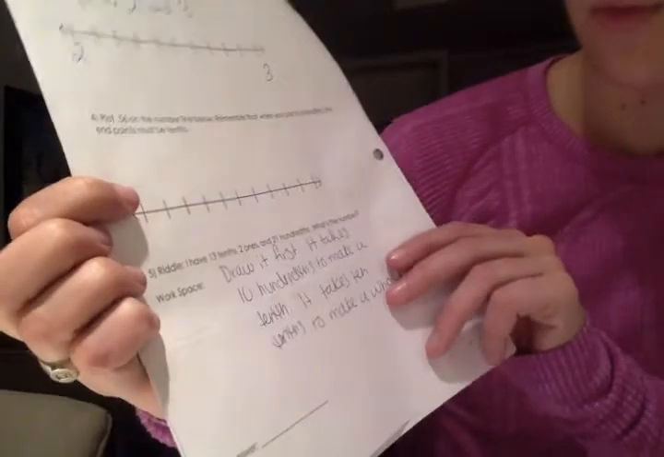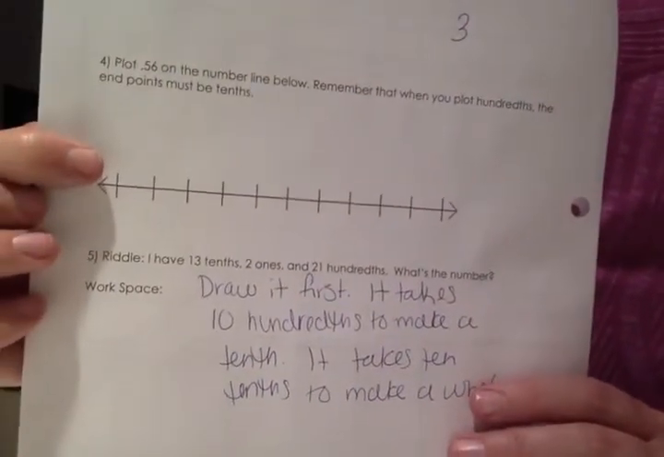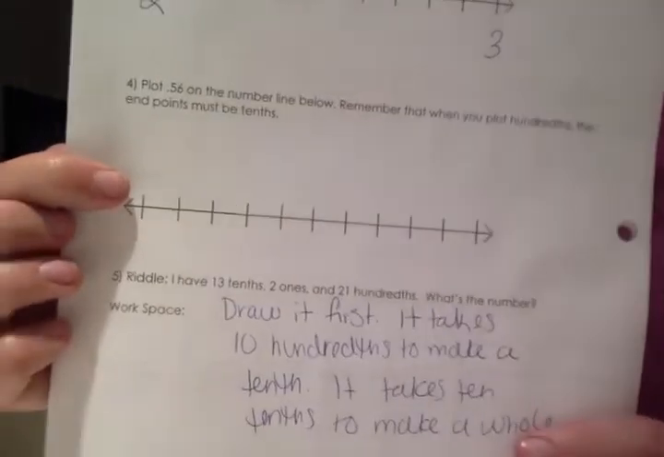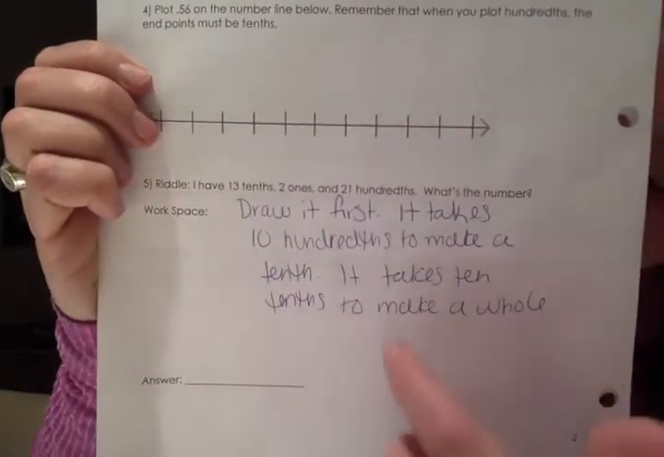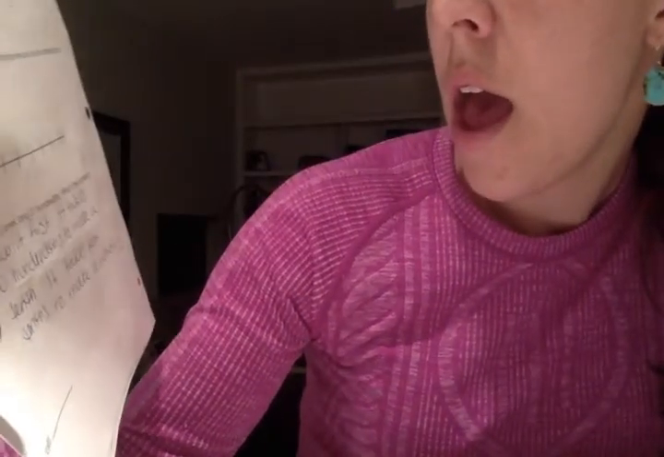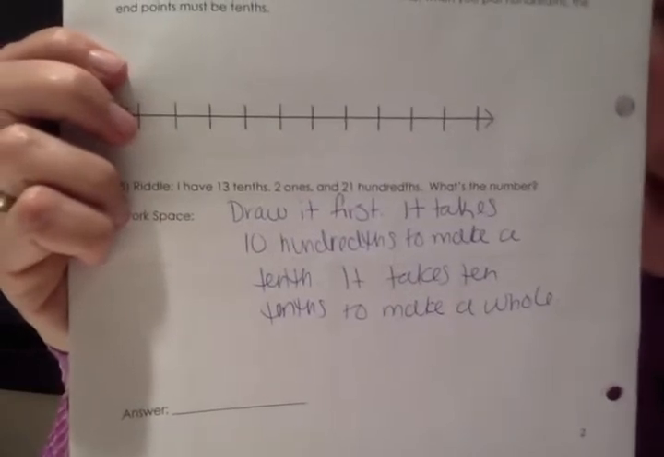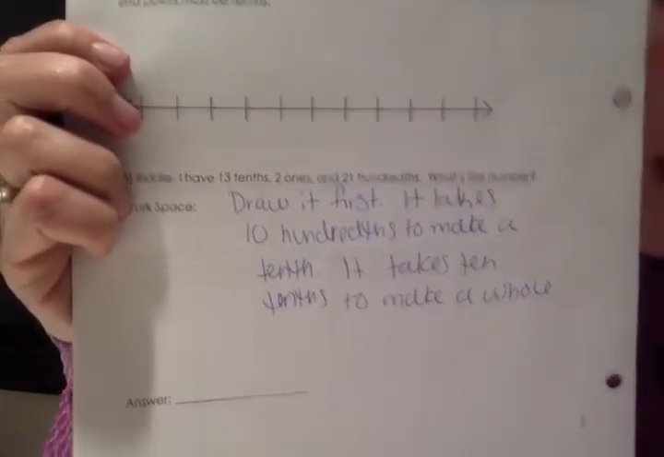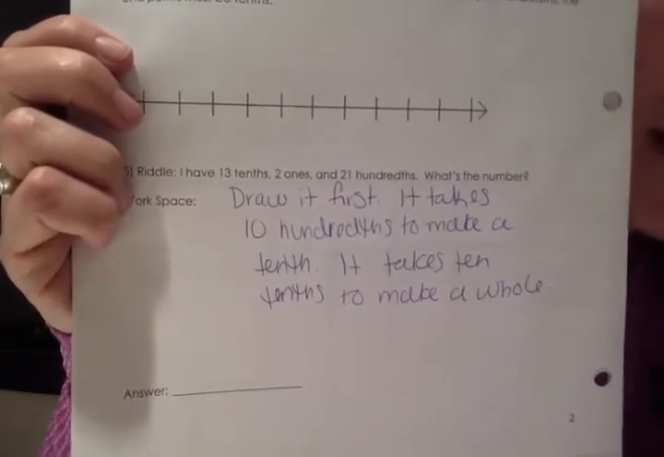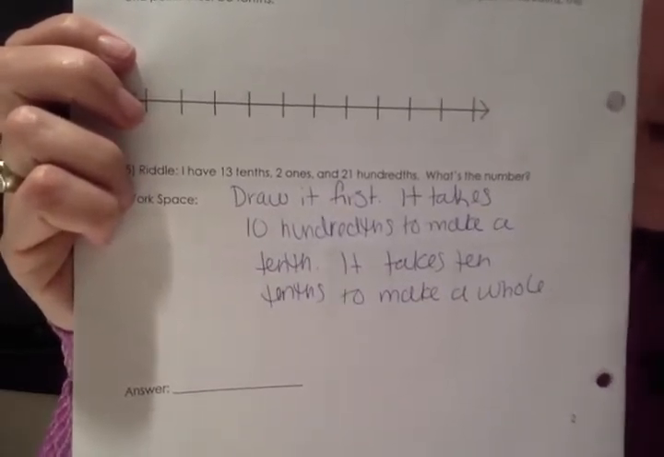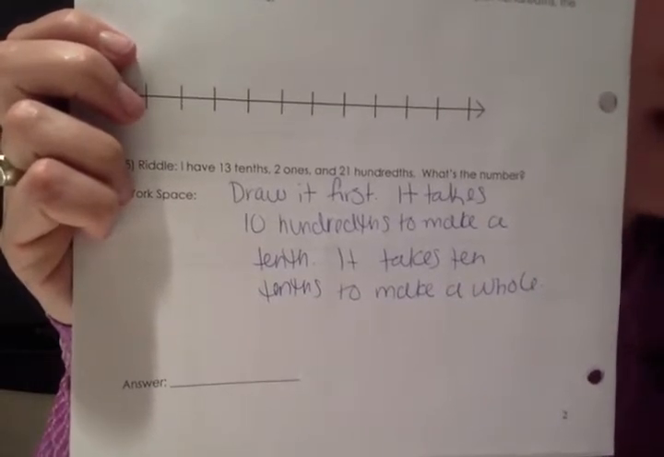Number 5 is a riddle. It says, I have 13 tenths, 2 ones, and 21 hundredths. What's the number? So my hint here is to draw it first. And by drawing it, I mean use base 10 blocks and put it on a place value chart. Then I also want you to remember that it takes 10 hundredths to make 1 tenth. And it takes 10 tenths to make 1 whole.